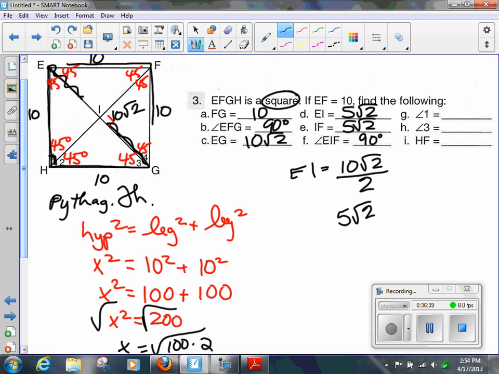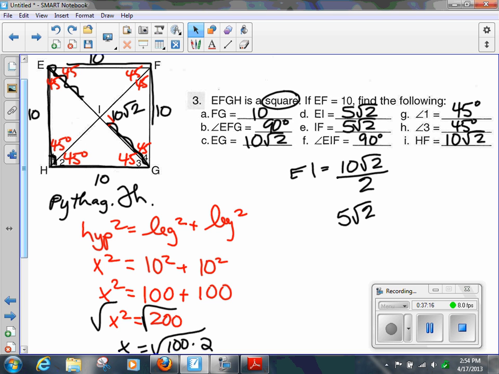How about angle 1? How about 3? And then the measure of HF. HF, 10√2 again. What's the most difficult piece to find in a square? The diagonals. Because you're going to have to use what? The Pythagorean theorem, or you're going to have to remember your 45, 45, 90 triangles. So, get ready for that.